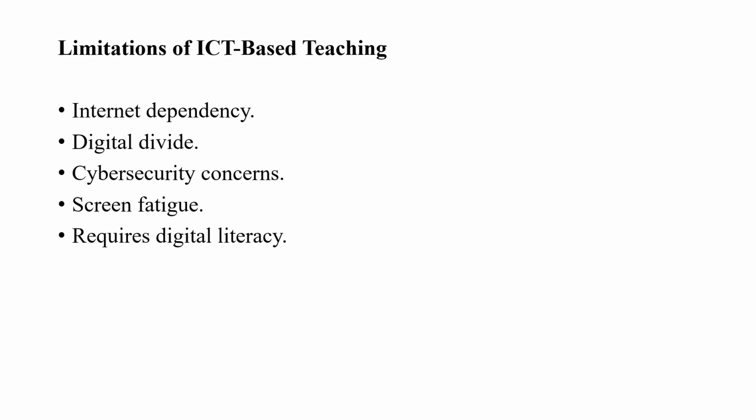And limitations: internet dependency, it fully depends on internet and power. If they have power failures, it will be a very big issue. In rural areas and urban areas, it will be very difficult. Sometimes we get power failure, but internet is available everywhere nowadays, no problem. Digital divide and cyber security are also a very big concern, along with screen fatigue and the need for digital literacy.